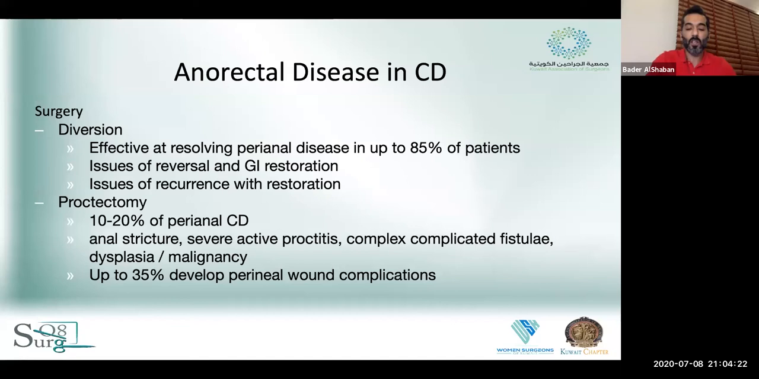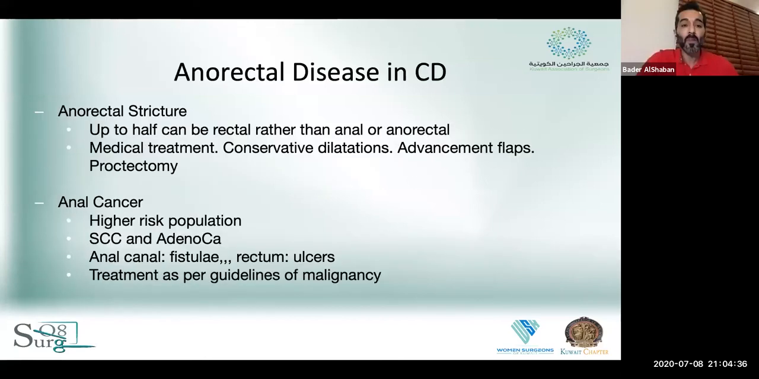Rectal disease is very present. It's common in patients that have persistent proctitis or patients that persist with diarrhea as a main symptom. Up to half of those patients tend to have a rectal stricture rather than an anorectal one, and therefore differentiation is important in selecting your management or your surgical options.